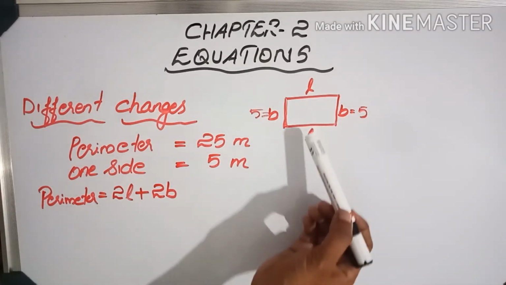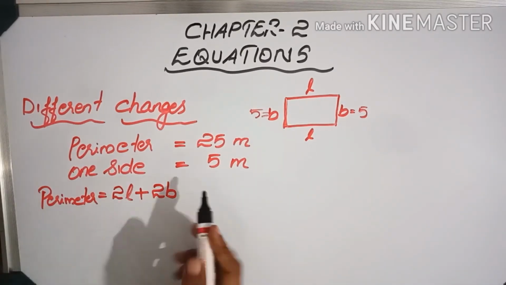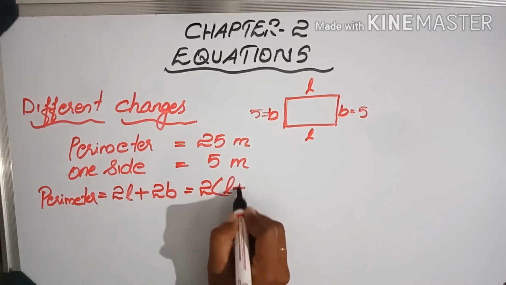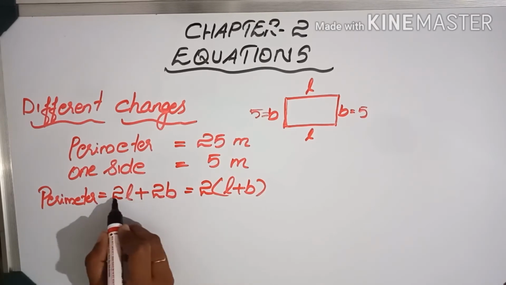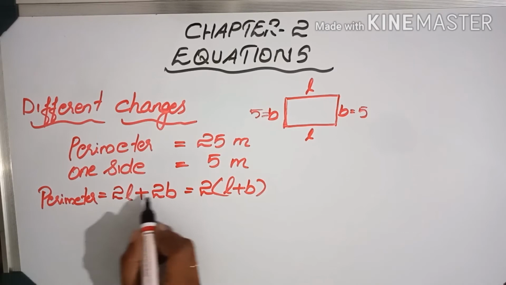Okay, 2 length here, 2 breadth here. So 2 length plus 2 breadth. This we can write like this also: 2 into (L plus B), because 2 is common in these two. In length there is a 2, in breadth also there is a 2, so that we can take outside. So 2 into (L plus B).